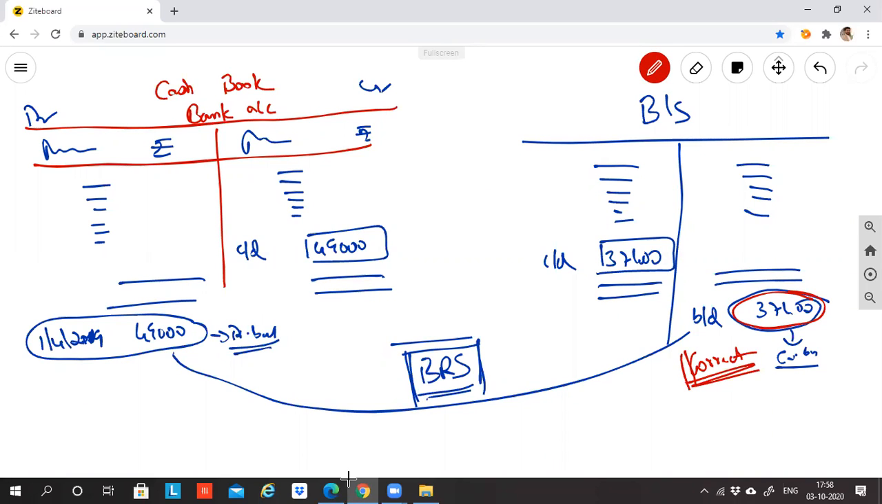We are taking the bank balance as correct. That is, the balance as per the bank statement is correct, which means this 49,000 in our books of accounts may have ignored some transactions. Maybe there are certain transactions we are supposed to add and subtract. So with 49,000, if I add something and subtract something, the final amount will be equal to the bank balance as per the bank statement.